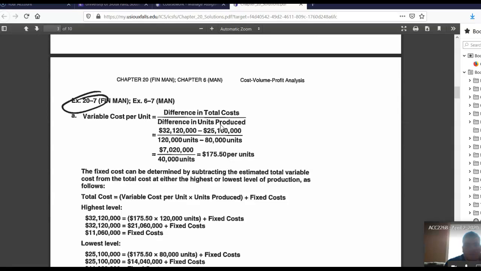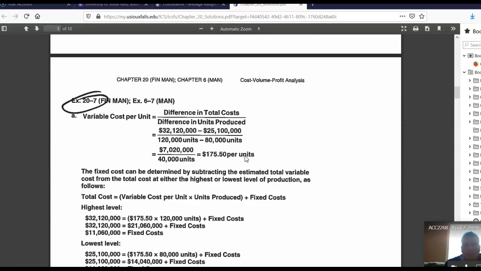Okay, so for the total costs, you look in the total cost column: the highest is 32,120, the lowest is 25.1. As far as units produced, the highest is 120,000 and the lowest is 80,000. So the difference then on the numerator is 7 million and the denominator is 40,000. And by calculating that, that gives us the variable cost per unit.